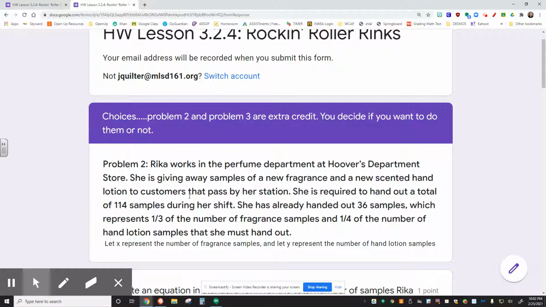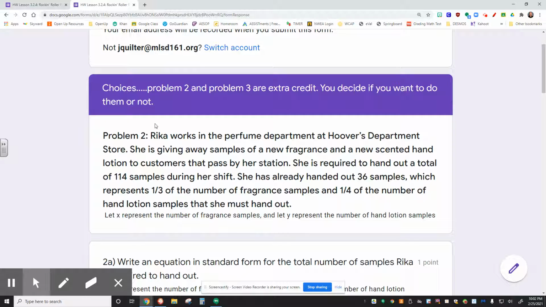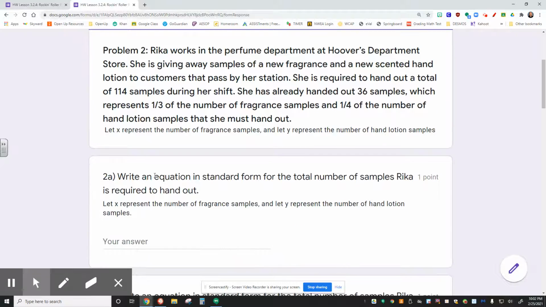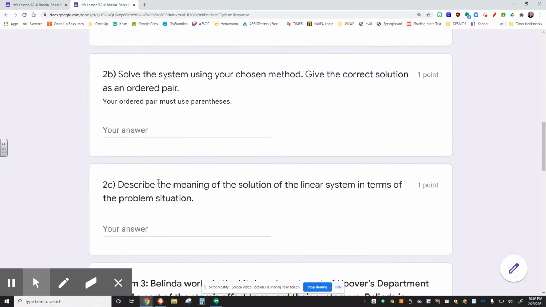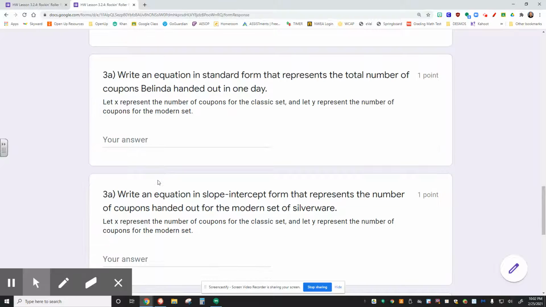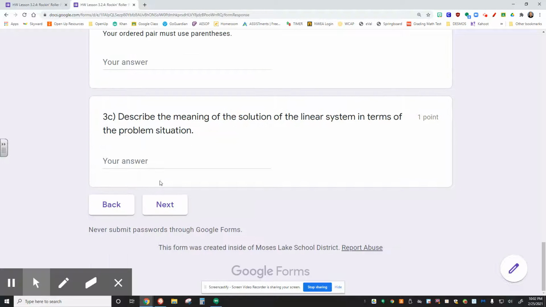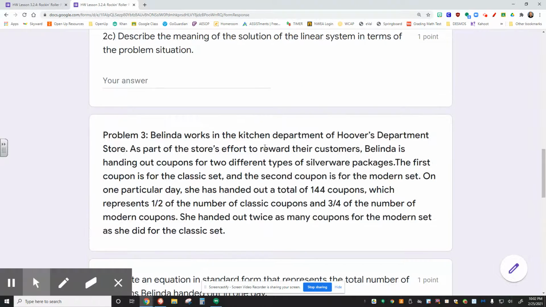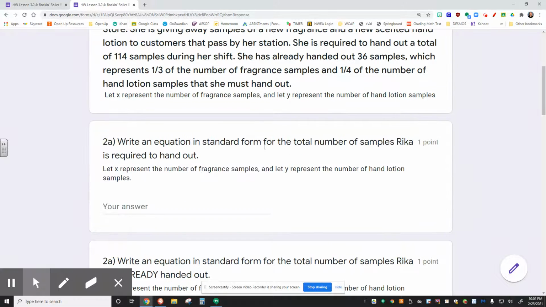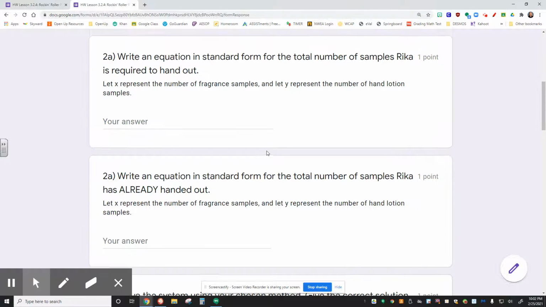In this one, we're talking about rock and roller rinks again. This is problems 2 and 3 from your homework packet. Problem 2 and problem 3 are extra credit. So you can take some time to go through these if you'd like, but you are not required to. You could just skip this entire section. I will, however, give you a head start and help you out with the 2 equations. And that's about it. The rest of it's up to you.